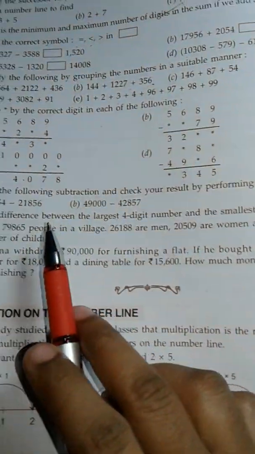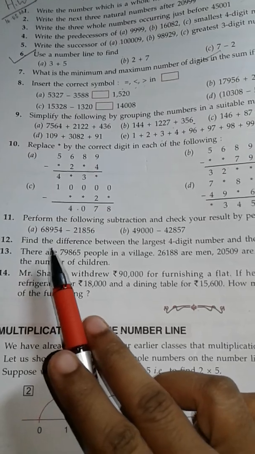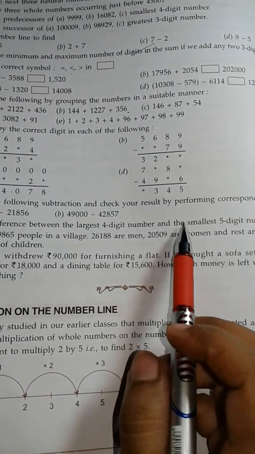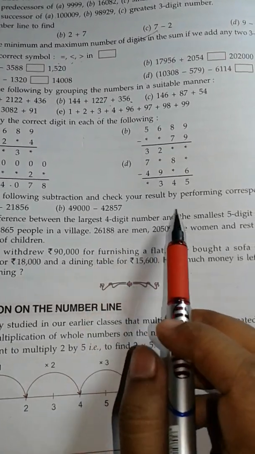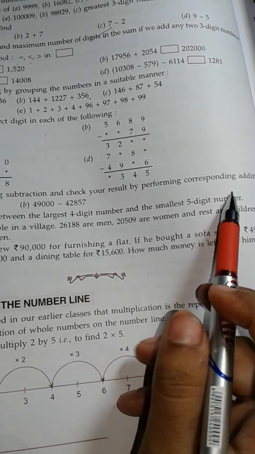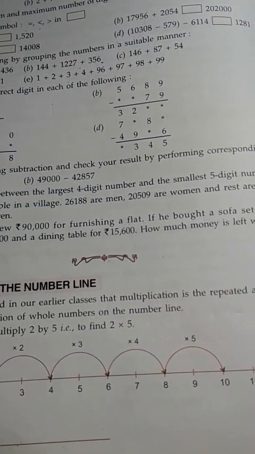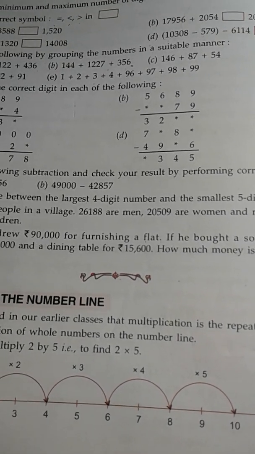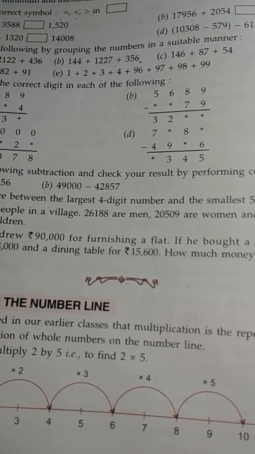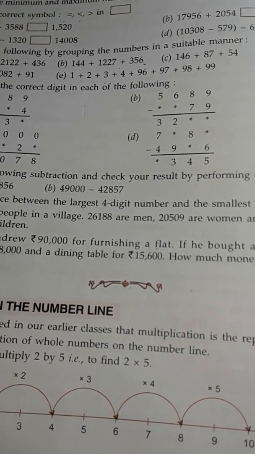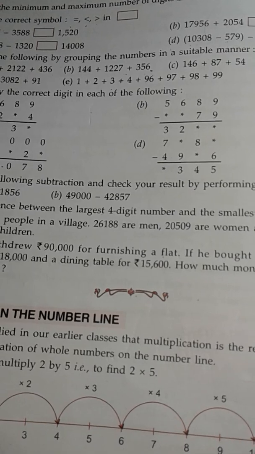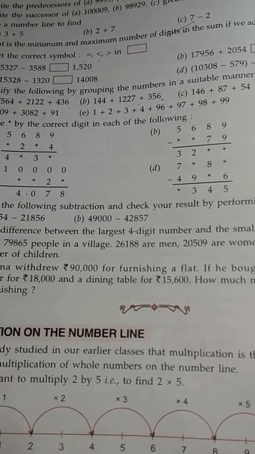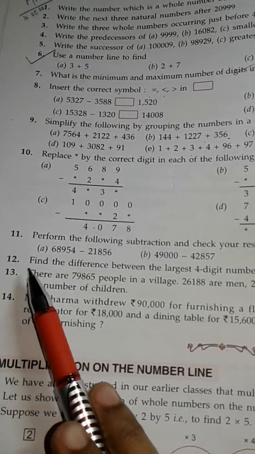Then number 11. Perform the following subtraction and check your result by performing the corresponding addition. See example 3. Follow example 3, then you do it yourself. First you subtract, then you add subtrahend and difference. Then see whether the minuend is the same or not. This is the checking method. You follow example 3. Then comes question number 12.